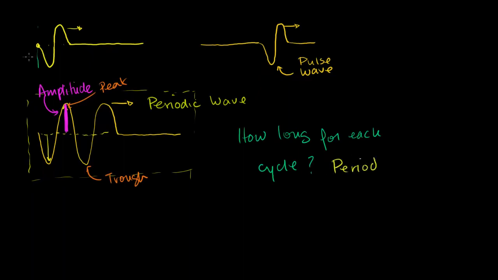And this is going to be a unit of time. Maybe I'm doing it every 2 seconds. It takes me 2 seconds to go up, down, back again. That's going to be 2 seconds. Now, a very related term is how many cycles am I doing per second?